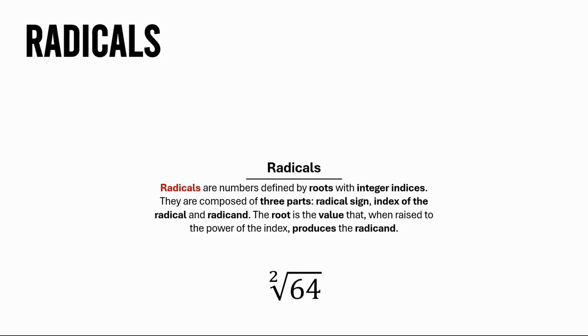For example, the square root of 64 is 8, because a square with side 8 has an area of 64. Side times side equals the area in a square.